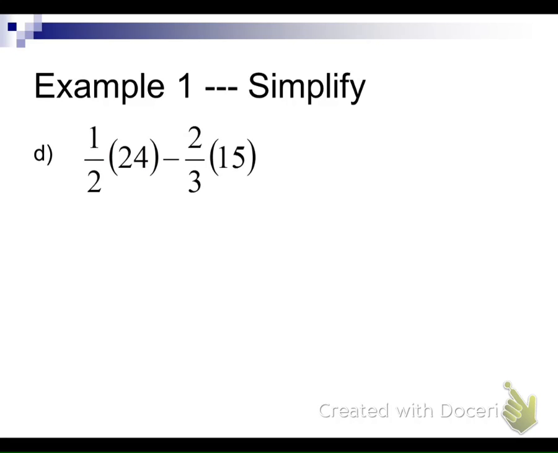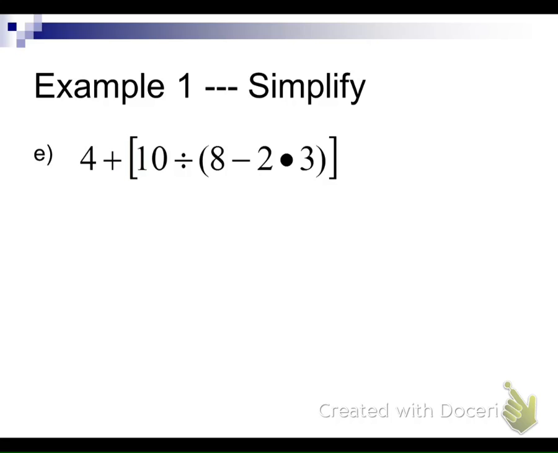Letter D. We have 1/2 times 24 minus 2/3 times 15. Okay, those numbers are being multiplied, so I'm going to do that first. 1/2 of 24 is 12, and 2/3 times 15 is 10. So I have 12 minus 10, which equals 2.